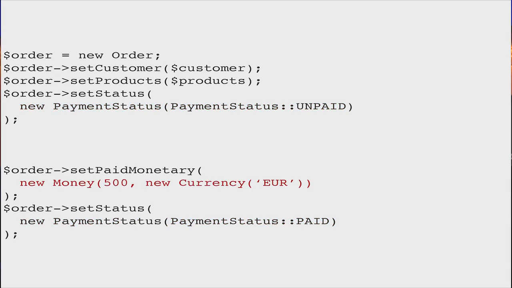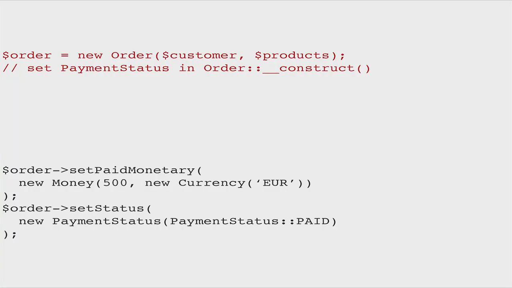What else can we do? I already mentioned the money value object. Instead of saying set paid amount, set currency, where you can still make mistakes on the outside, here you cannot. You can only insert valid, consistent money objects.